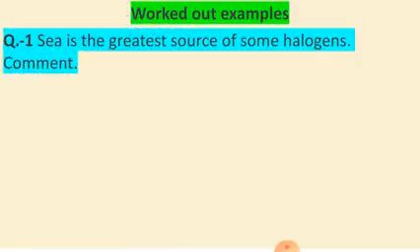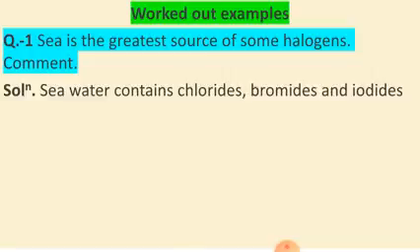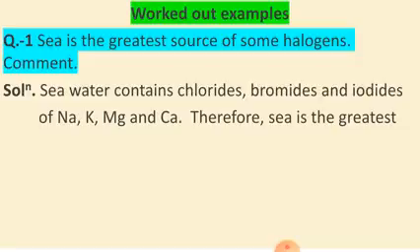So first question, sea is the greatest source of some halogens. Comment on this statement. Your answer is: sea water contains chlorides, bromides and iodides of sodium, potassium, magnesium and calcium. Therefore, sea is the greatest source of halogens. One more thing you have to note down about iodine. Iodine is obtained from seaweeds, mainly Laminaria. Here seaweeds means unwanted plants, known as weeds. So that's why Laminaria is also a source of iodine.